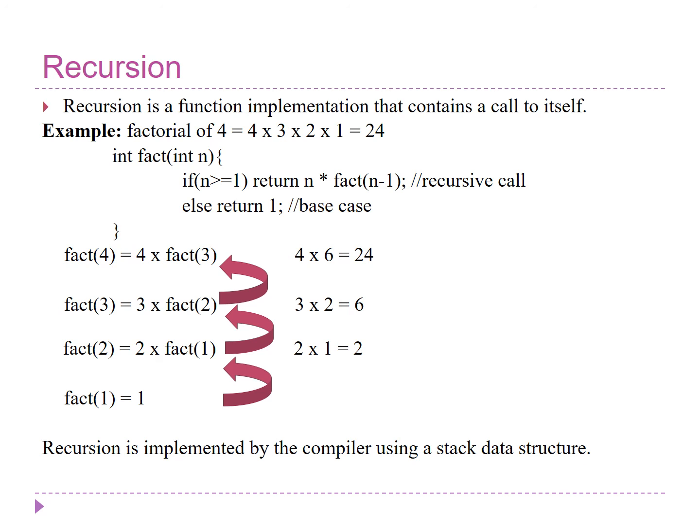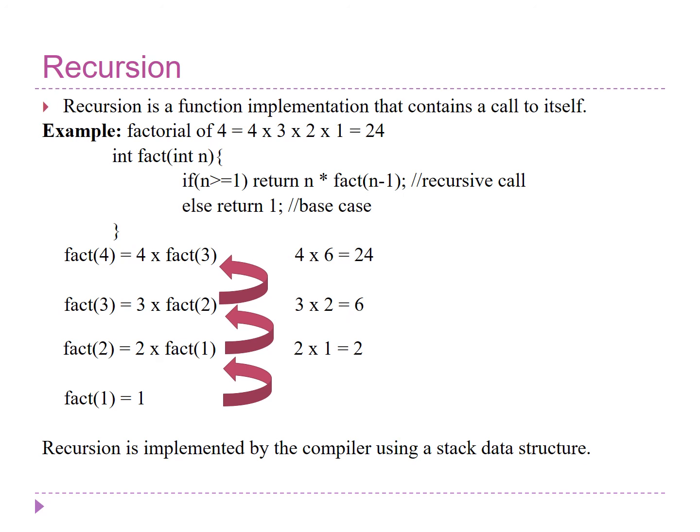The recursive implementation of factorial receives an integer as input. The function has a conditional statement where when n is greater than or equal to 1, the function does the recursive call with n minus 1 as the argument. The function has a base case where the recursion stops. In the factorial function, it returns the value of 1.